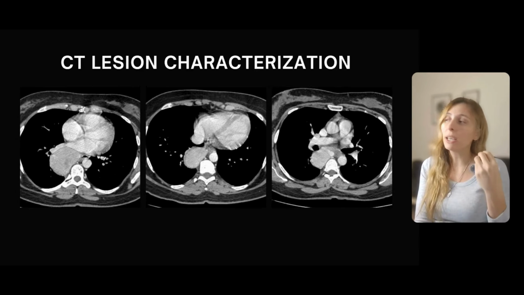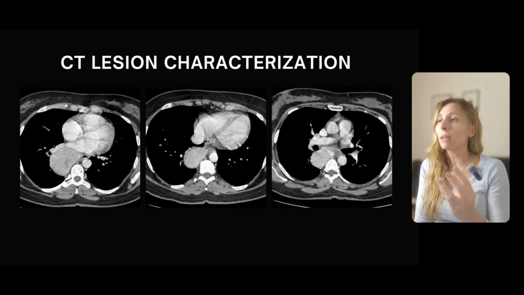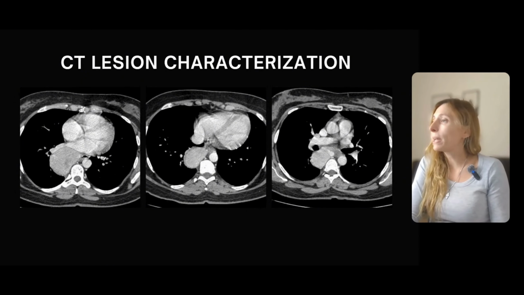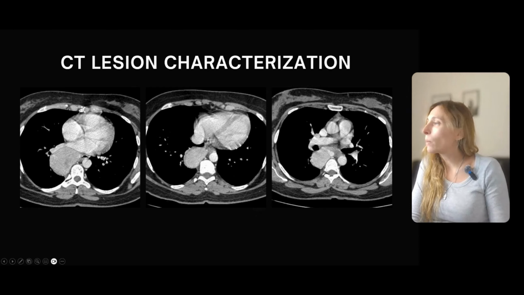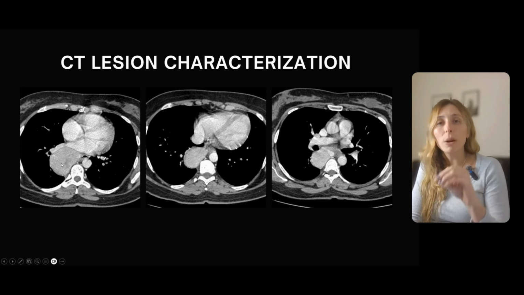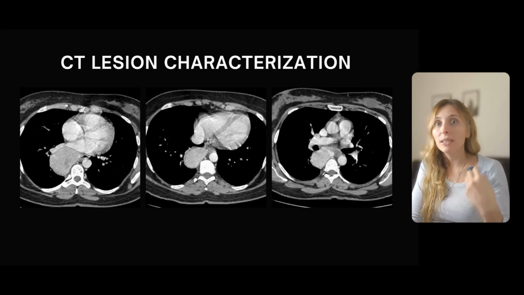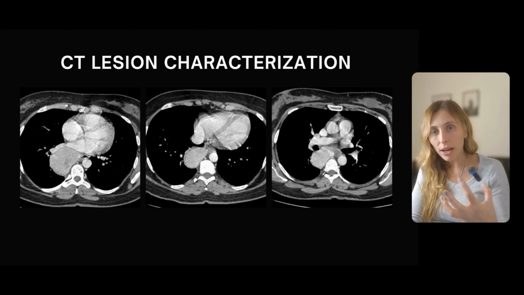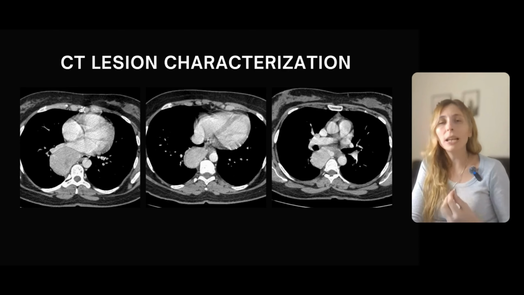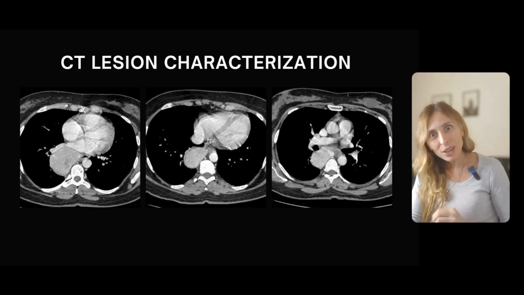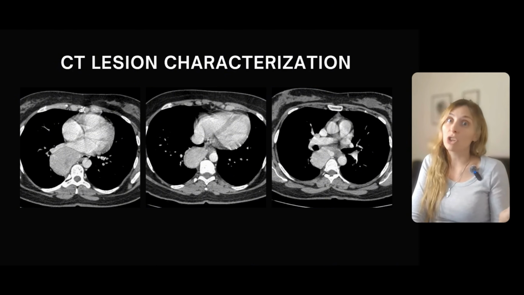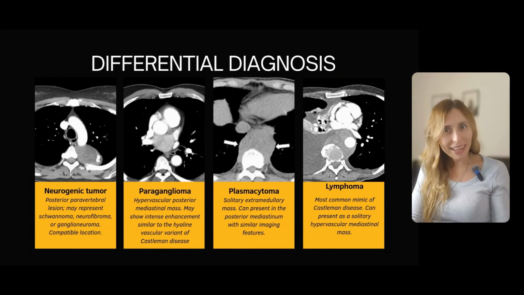Of course, we have an acquisition with intravenous contrast, and we can see that this lesion shows intense enhancement with some areas of low density inside that could represent necrosis. Based on these morphological findings and the location of the lesion, an initial impression of possible neurogenic tumor was suggested. So, what are we thinking at this point?